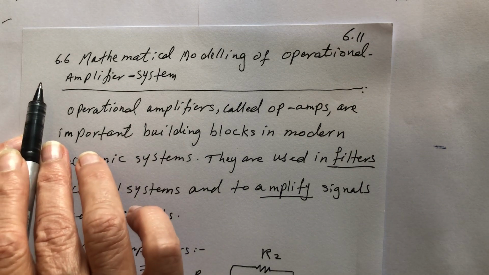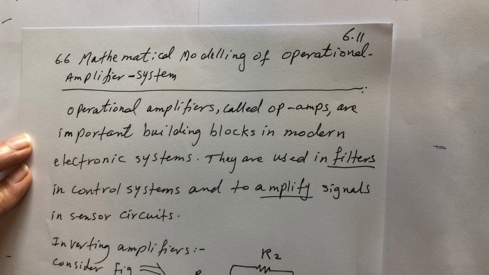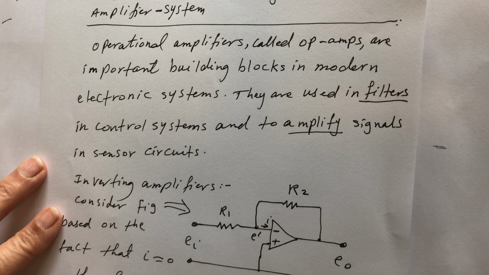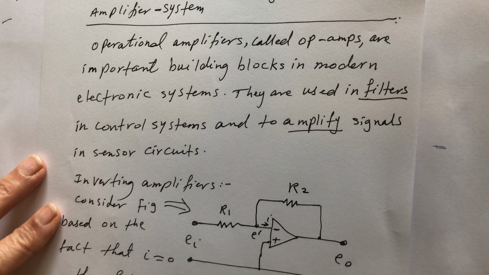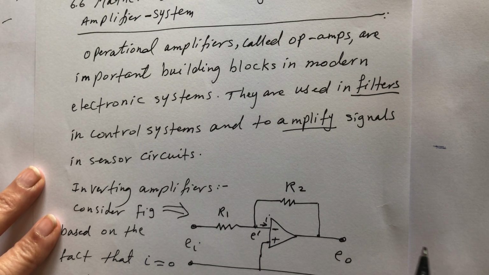So it's section 6.6, the mathematical modeling of the operational amplifier. And you all know that operational amplifiers come in a wide range of electronic devices, in control and filtering and all sorts, in instrumentation and measurement, in sensors to amplify the signals. Actually, no matter how much you say about amplifiers, it's considered little because they're used everywhere.